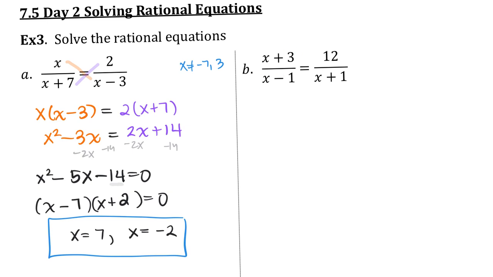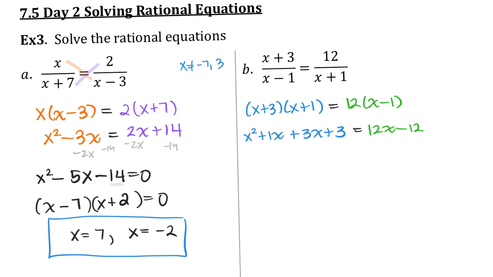Okay, let's try B. I have a fraction equals a fraction, so cross multiplying is totally allowed. If I do x plus 3 times x plus 1, I'm going to get a mess, but I'm going to do it. Equals, and then I'm going to cross multiply in the other direction, so I have 12 times x minus 1. Then I'm going to distribute x plus 3 times x plus 1, or you can do the box on the side, so I have x squared plus 1x, and then plus 3x plus 3 equals 12x minus 12.